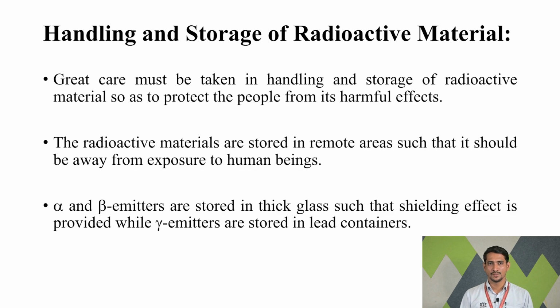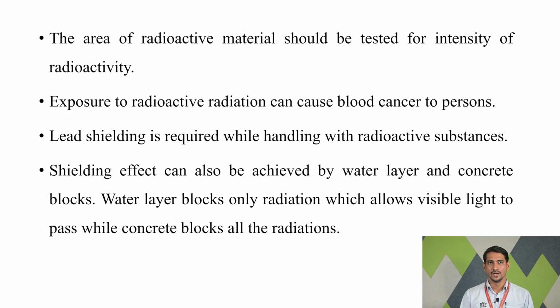Alpha and beta emitters are stored in thick glass such that a shielding effect is provided, while gamma emitters are stored in lead containers. And the area of radioactive material should be tested for intensity of radioactivity by using devices which measure the radioactivity in a particular room or storage area.